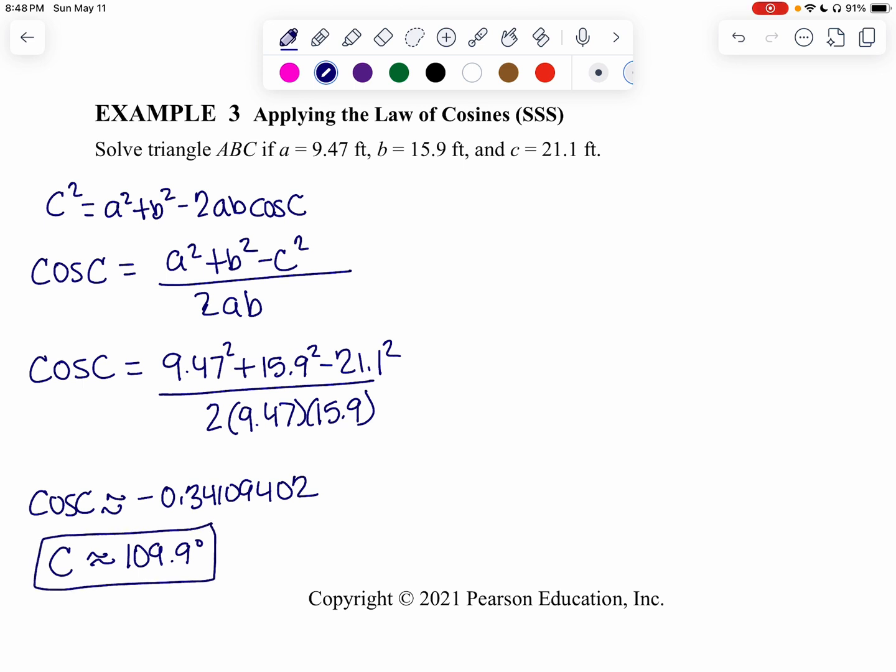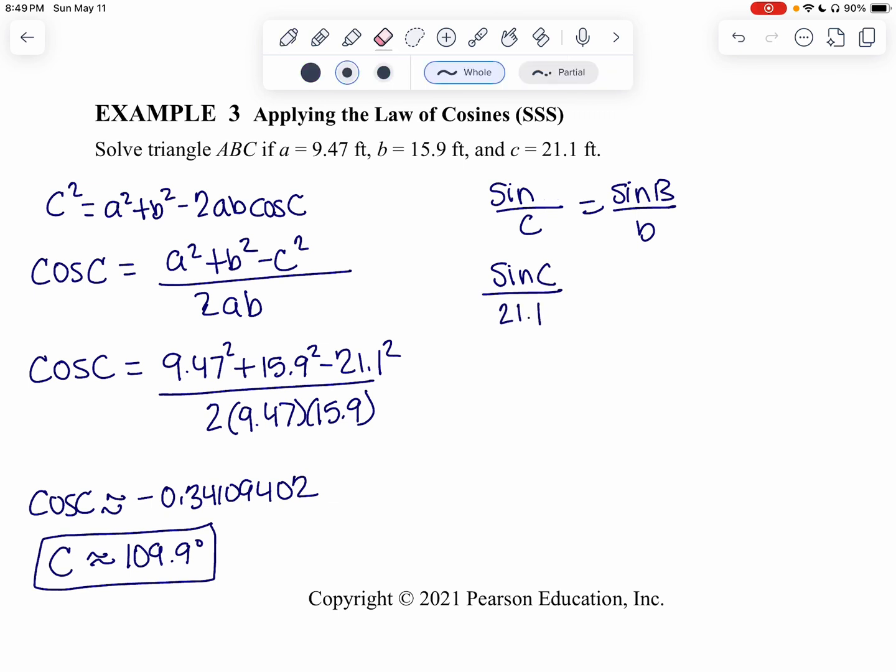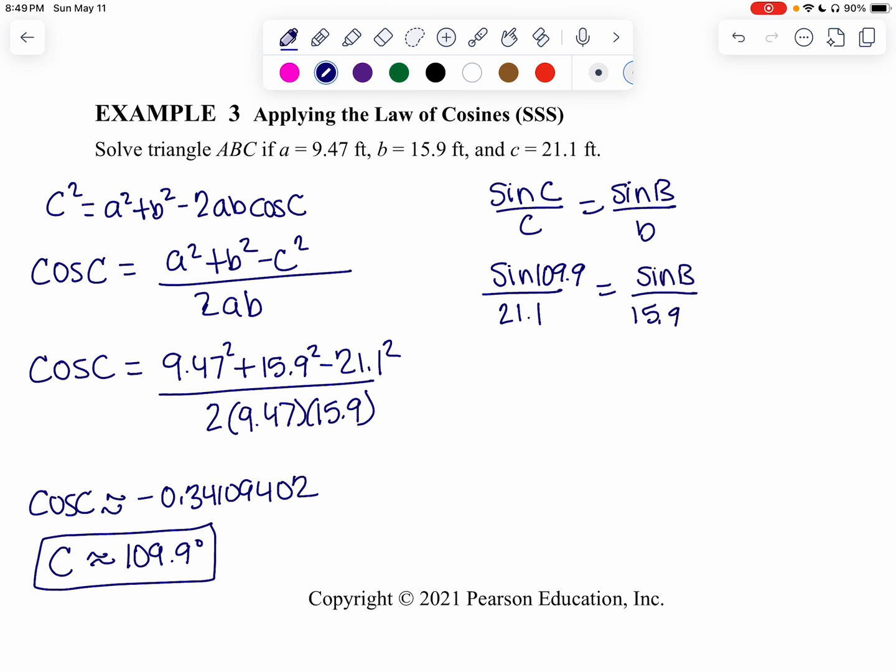Now that we know an angle, we can pull in either repeating the process to find angle B or angle A, or we can use the law of sines. So if we want to find angle B, we can use sine of angle C over C, since that's the one we know, equals sine of angle B over B. So sine of angle C over 21.1, and angle C was 109.9, and that is going to equal the sine of angle B over 15.9.